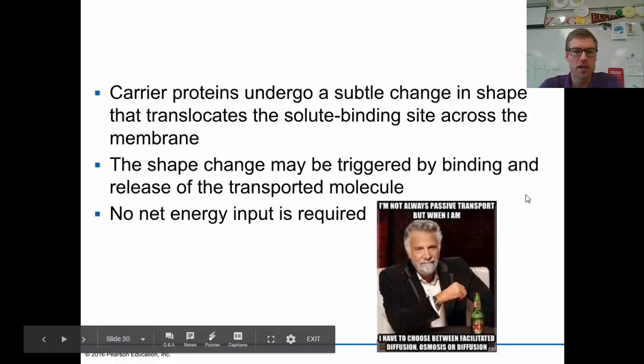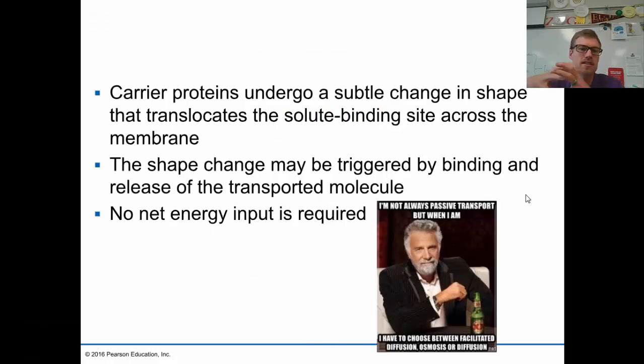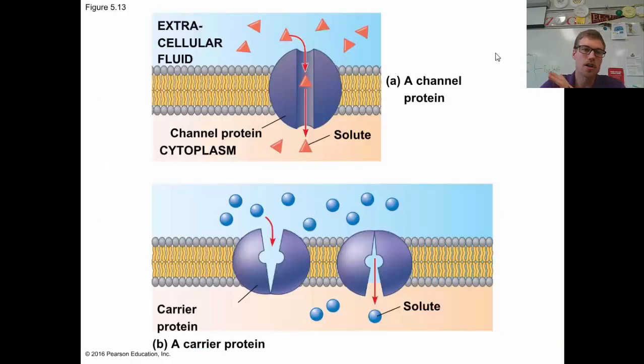Carrier proteins undergo a subtle change in shape that translocates the solute binding site across the membrane. When this change occurs, it moves the molecule into the cell or out of the cell, and no specific energy input is required. So here is a diagram of a channel protein. You've got your solute that is just moving through it.